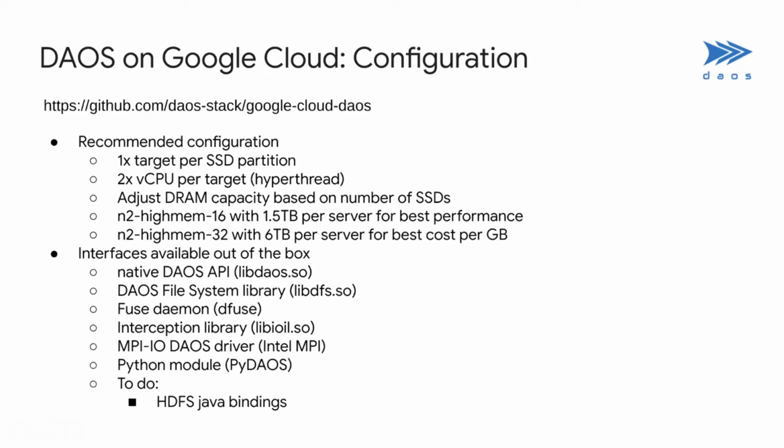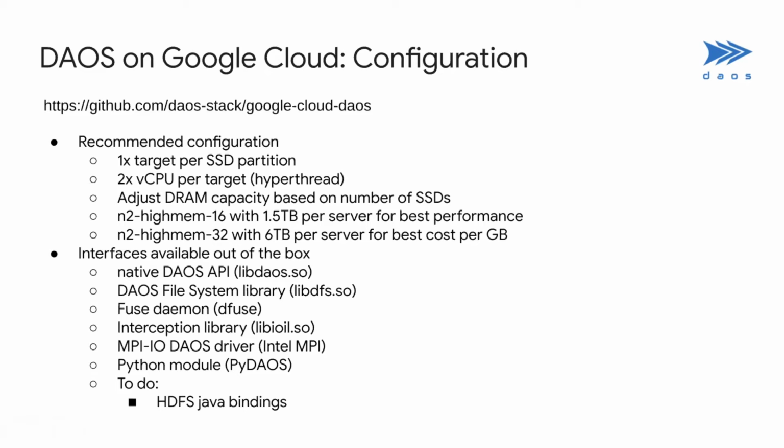We did some analyses, and basically today we use N2 IMM16 with 1.5 terabyte SSD per server to provide the burst performance, and N2, which are Intel Cascade Lake, I think IMM32 with 6 terabyte of SSD per server for the best cost per gigabyte, so the most capacity optimized.